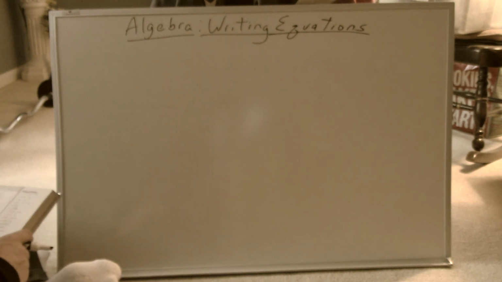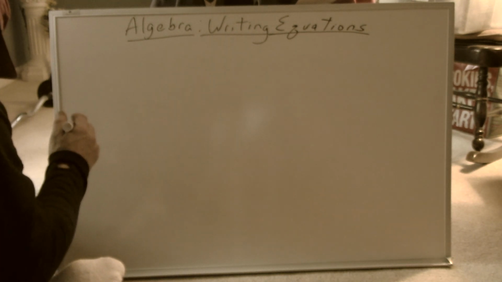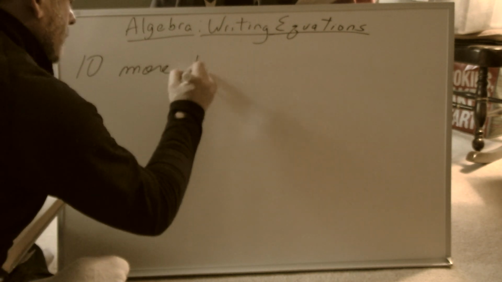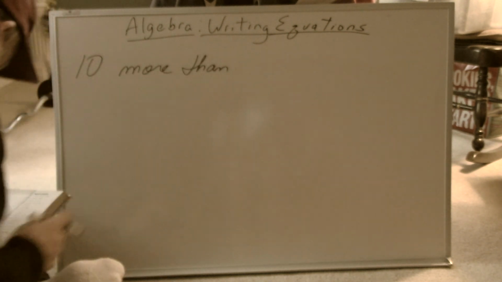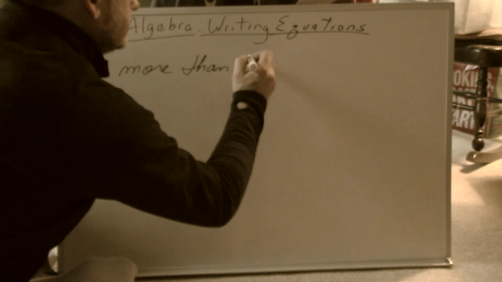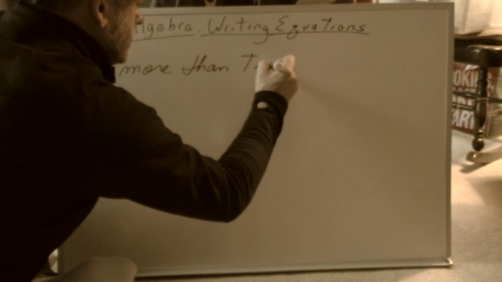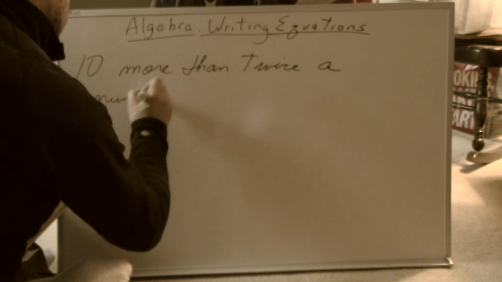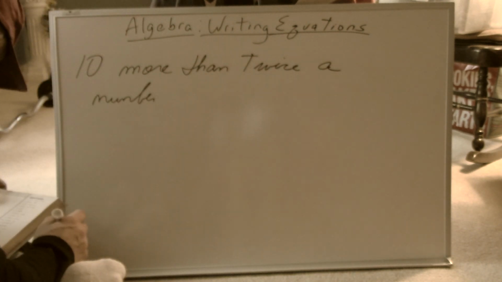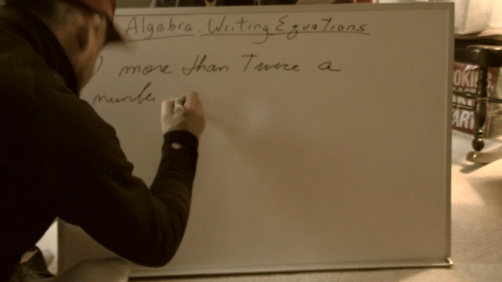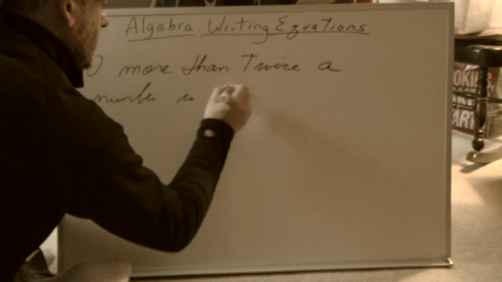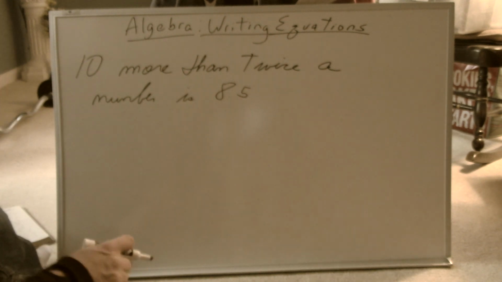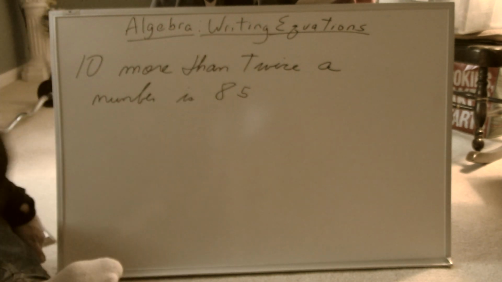We'll get a hard one. 10 more than twice a number is 85. Okay, 10 more than twice a number. Now, I see that right away.